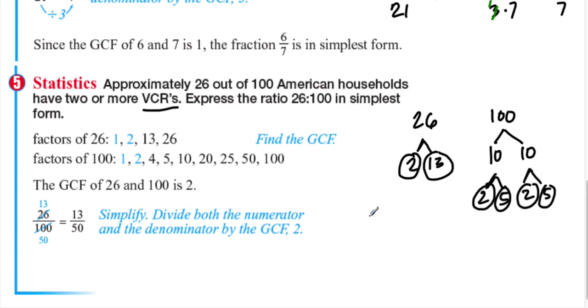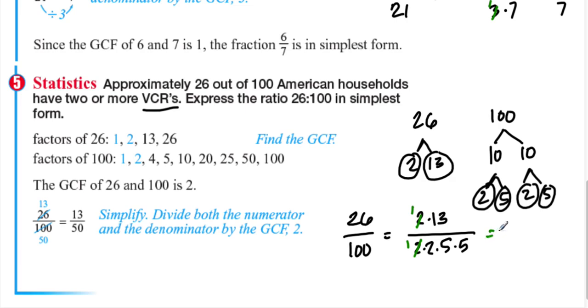So let me write the fraction 26 over 100, and let me write the prime factors of each. This is 2 times 13. This is 2 times 2 times 5 times 5. Okay? So if you notice, 2 over 2 is 1. So I can simply cancel that out, make it a 1. 1 times 13 is 13. 2 times 5 is 10, so 1 times 2 times 5 is 10. Wait, the denominator is 2 times 5 times 5, which is 50. And there you have it. You get the simplified form of 26 over 100 using prime factorization.